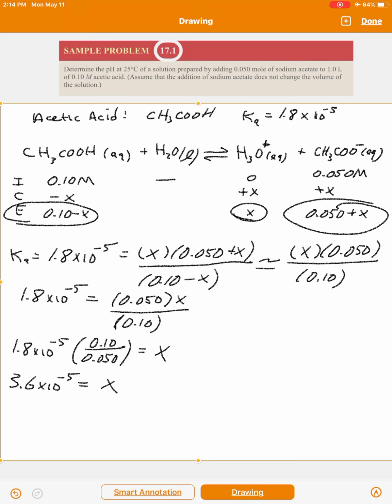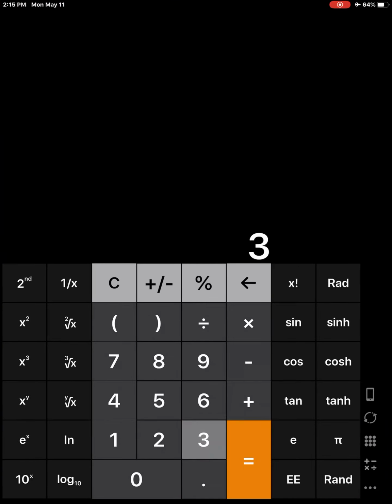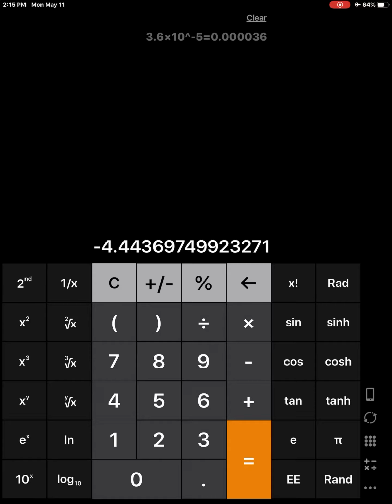Okay, so if we want to calculate the pH, it would be the negative log of that, right? So there we go. 3.6 times 10 to the minus 5, negative log, 4.44.